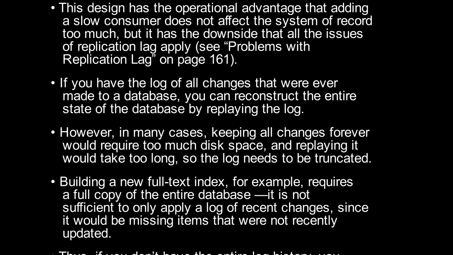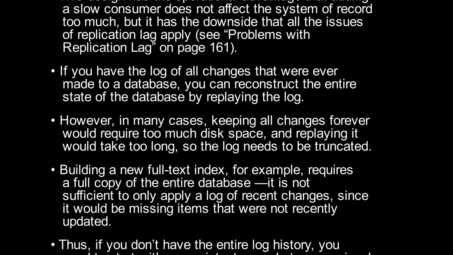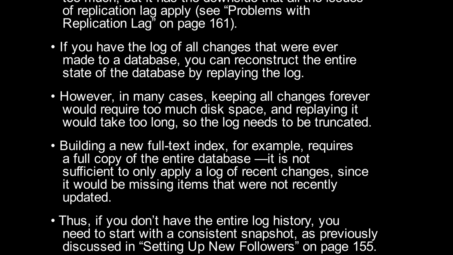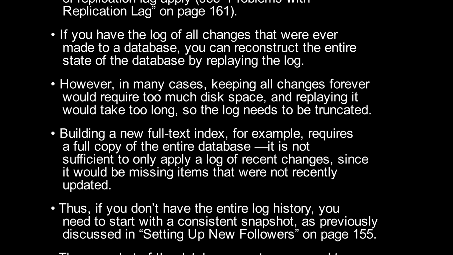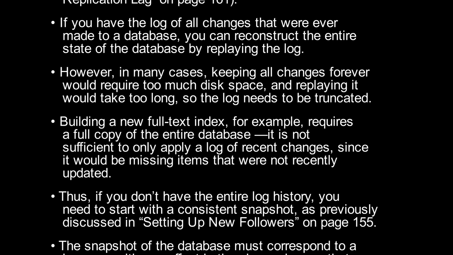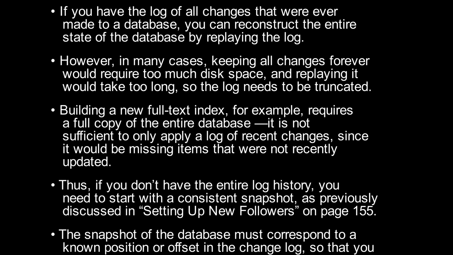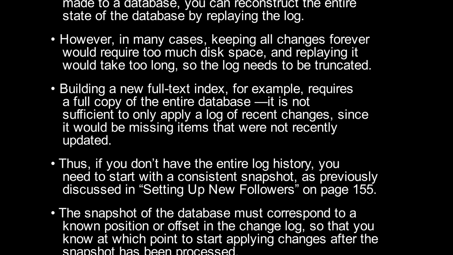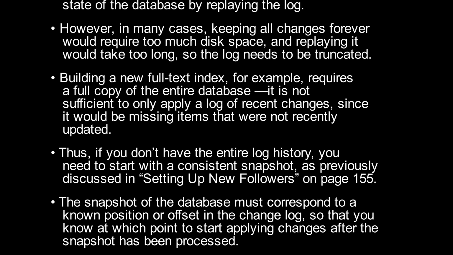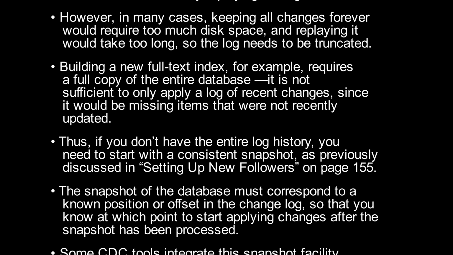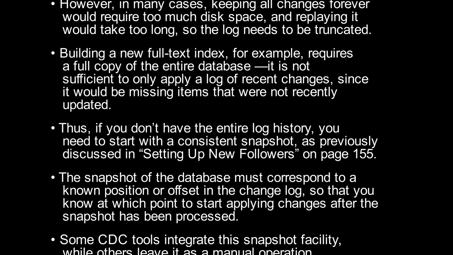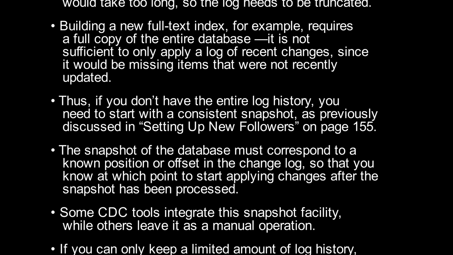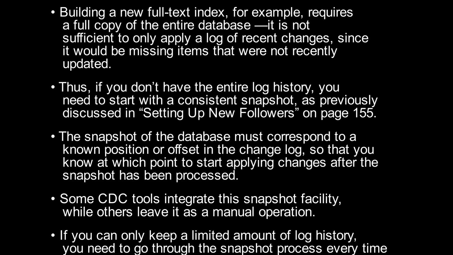Building a new full-text index, for example, requires a full copy of the entire database. It is not sufficient to only apply a log of recent changes, since it would be missing items that were not recently updated. Thus, if you don't have the entire log history, you need to start with a consistent snapshot, as previously discussed in setting up new followers on page 155. The snapshot of the database must correspond to a known position or offset in the change log, so that you know at which point to start applying changes after the snapshot has been processed.